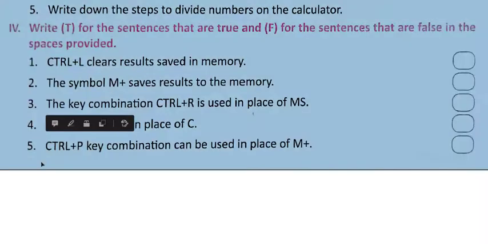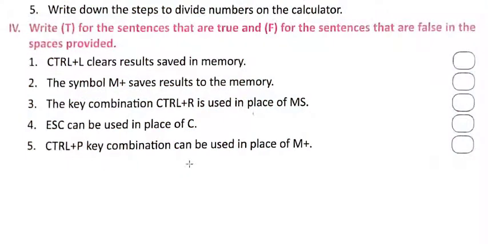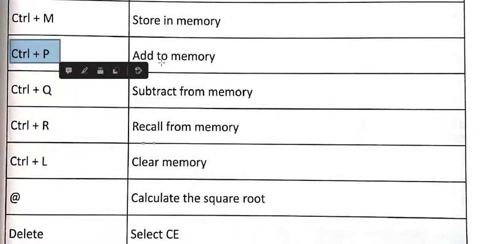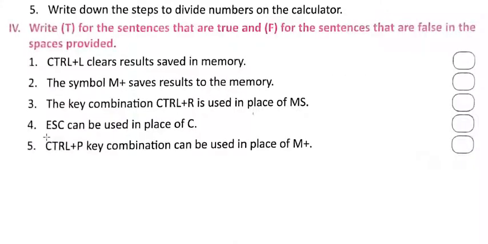Next, question number 5. Control plus P key combination can be used in place of M plus. Again let's go to page number 45. Control plus P shortcut key is used to add any number to the number stored in memory, which is similar to the work done by M plus button. So, we can use Control plus P button in place of M plus button. So, this number 5 statement is true.